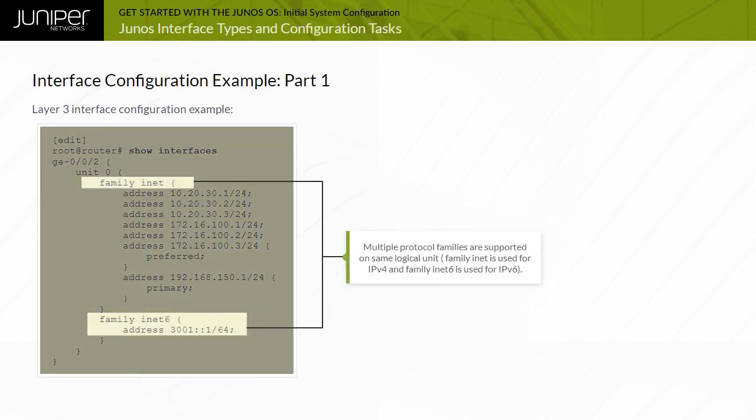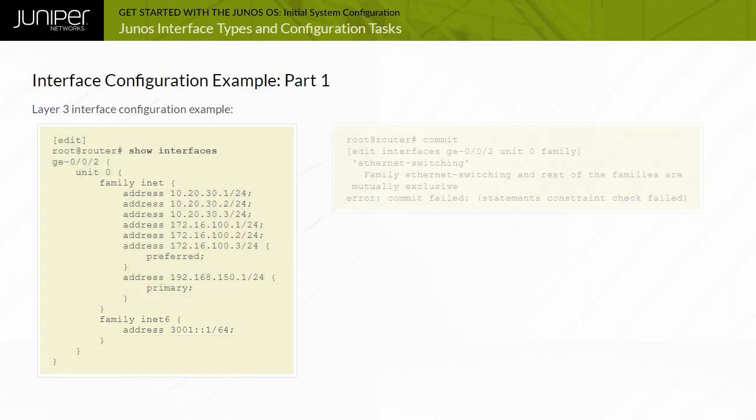While a single logical unit does support multiple protocol families, such as inet and inet6, you cannot configure a second protocol family in conjunction with the Ethernet switching protocol family. The Ethernet switching protocol family is used when the port is to be used for Layer 2 switching. It is shown in the example. The example also highlights the use of the preferred and primary configuration options.